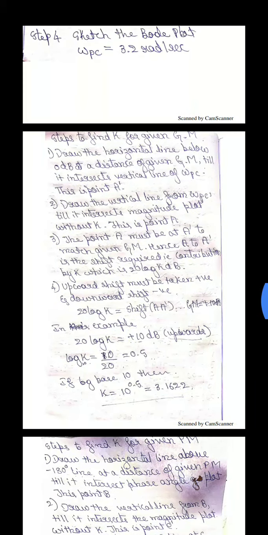At that point we will take, mark a point and draw a vertical line, so that we can find out omega pc is equal to 3.2. You can see here in the graph they have marked a vertical line where the phase angle graph is crosses 180 degrees. At that point only they have marked the vertical line, and omega pc you will get as 3.2. Next we need to find out the k value from the graph.